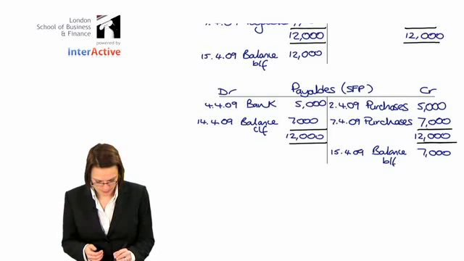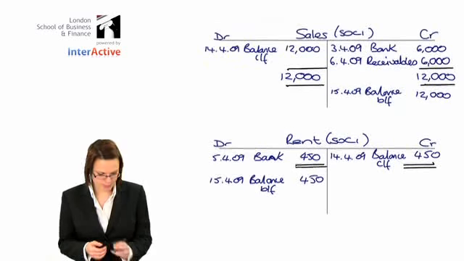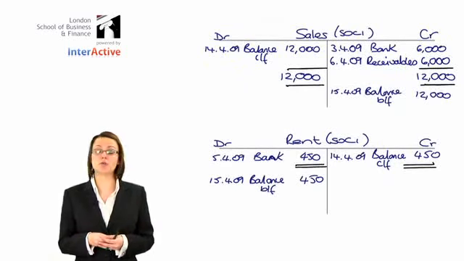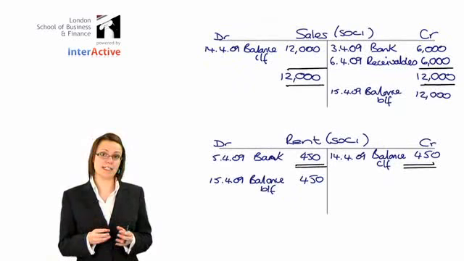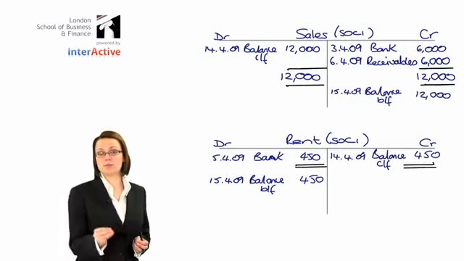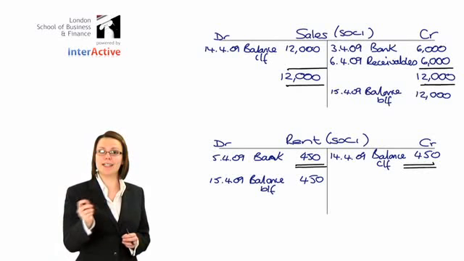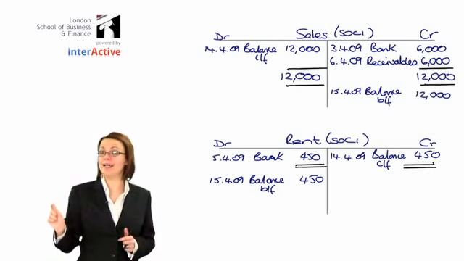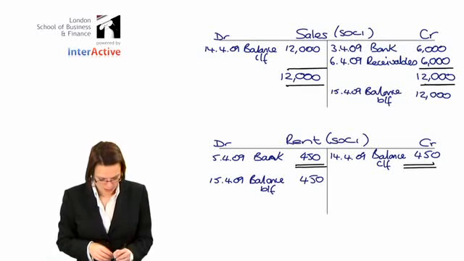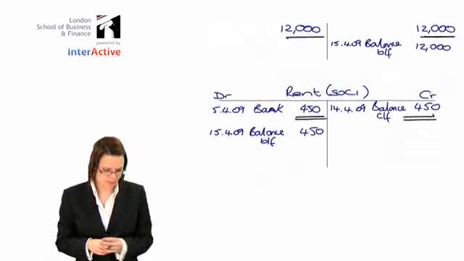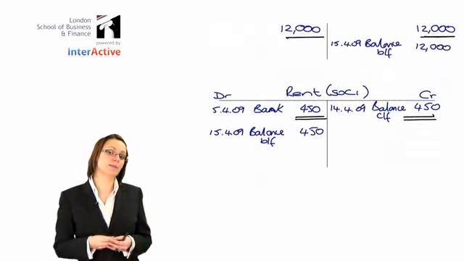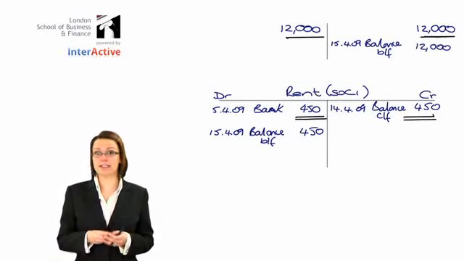Moving on then, let's have a look at sales. Sales, we should have got an opening balance brought forward of $12,000 on the credit side. And remember, sales is income, so that balance brought forward on the credit side is right, because income appears under the credit. Looking at rent, rent is an expense just like purchases. We have an opening expense of $450 on the debit side.